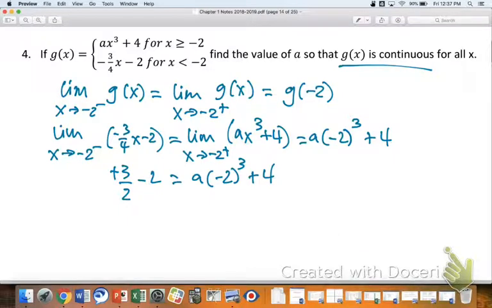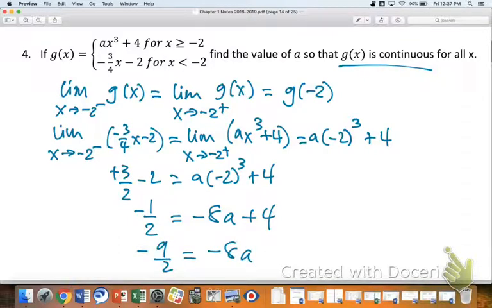So let's see here. 3 halves minus 2 would be negative 1 half equals negative 8a plus 4. So this ends up being negative 9 halves equals negative 8a. So I got 9/16. Is that better? Okay. Sorry. Yes, your math teacher every now and then messes up. It's okay. Kayvon, go ahead.